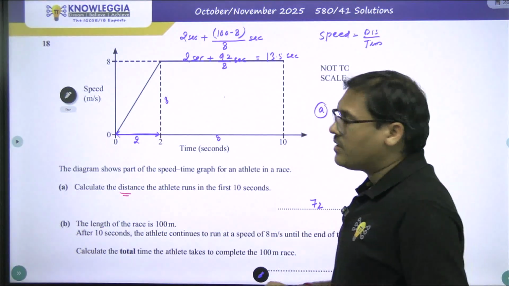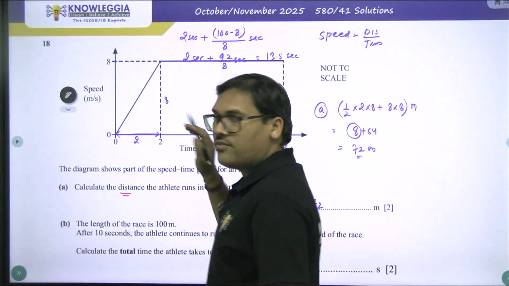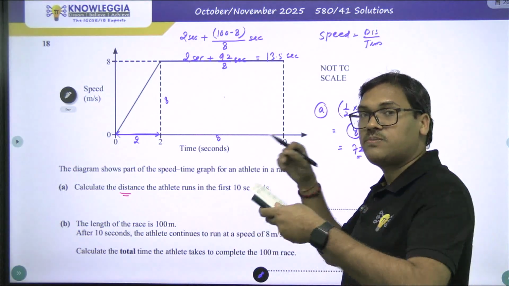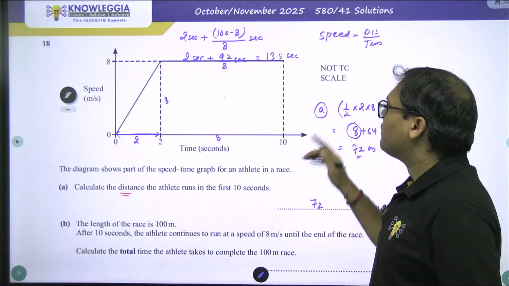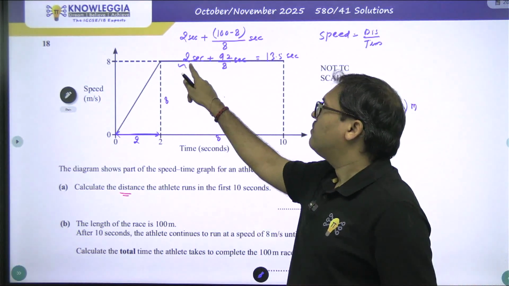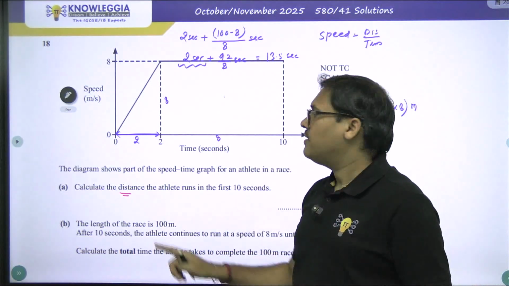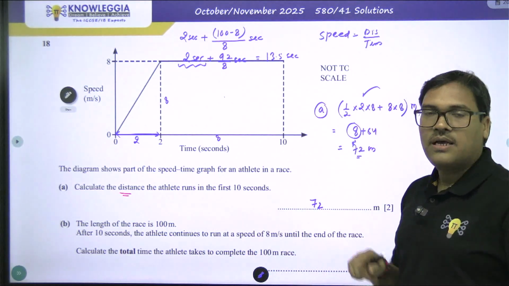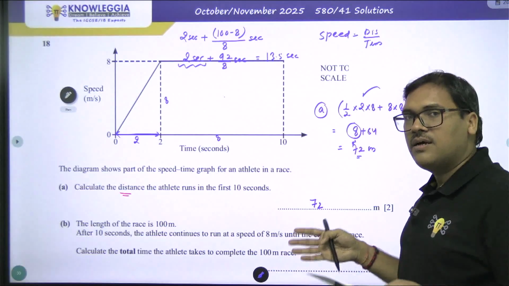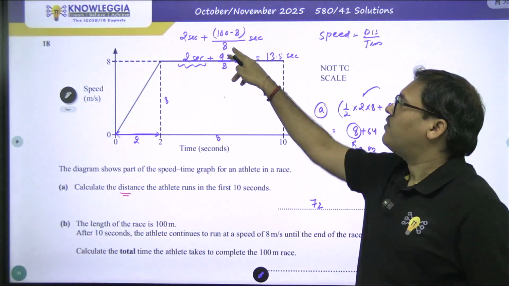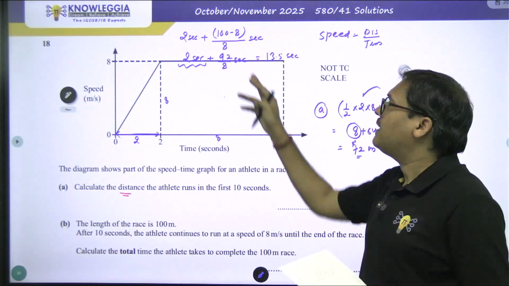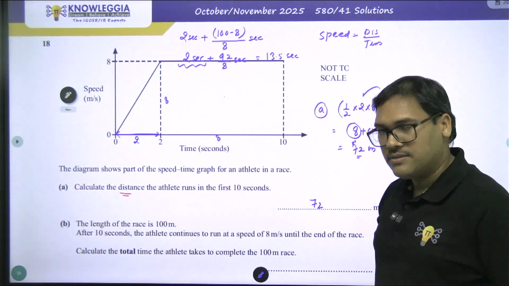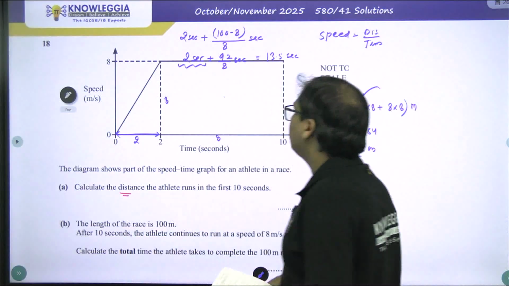I hope you have understood this, because for the first 2 seconds we have to know how much distance he has traveled, because after that he is running at a constant speed of 8 meters per second. That is why we first calculated the distance traveled in the first 2 seconds, that is 8 meters. After that the distance is 100 minus 8, and he is running at 8 meters per second. That is how we calculate the answer. Okay. So next question.